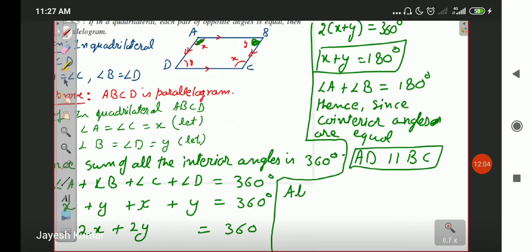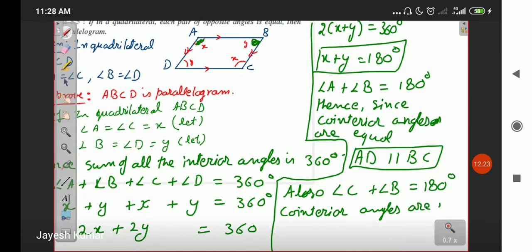Also, instead of angle A, I will write down angle C and keep angle B as it is. Once again, co-interior angles are supplementary. So in that manner, line AB is parallel to line DC.